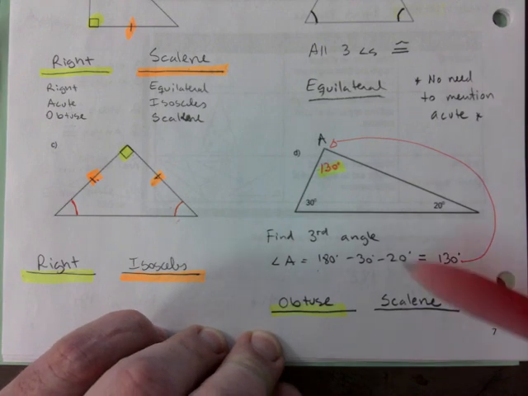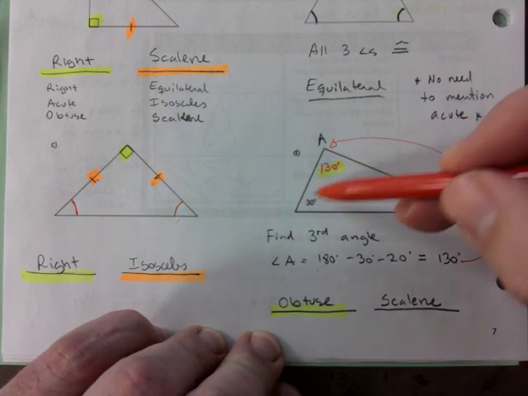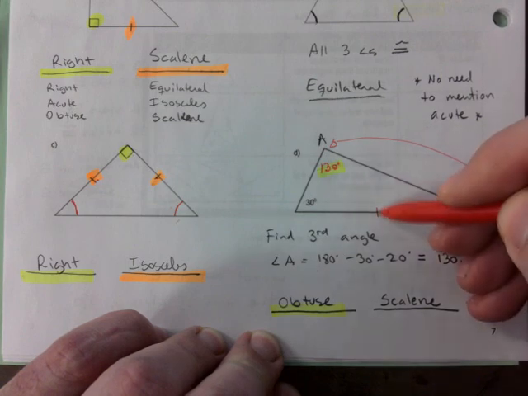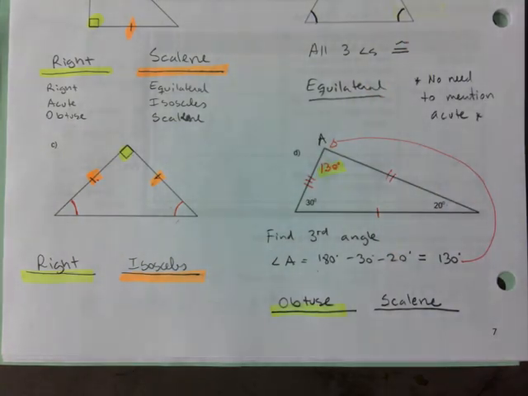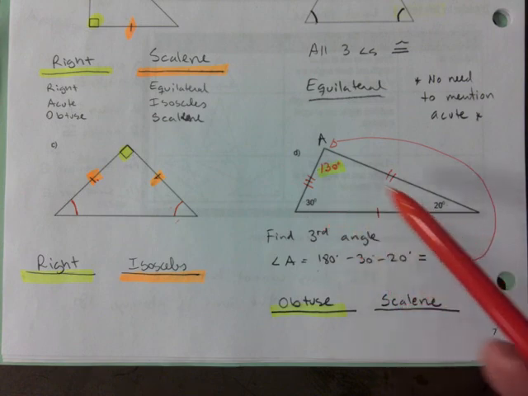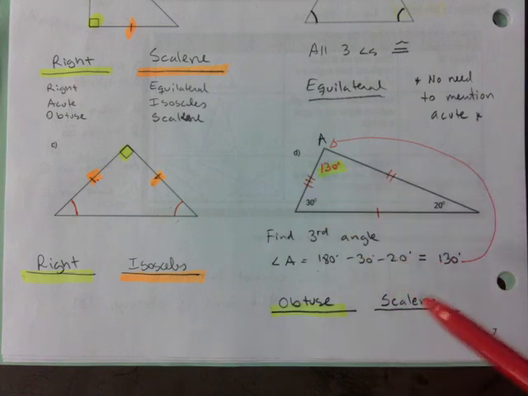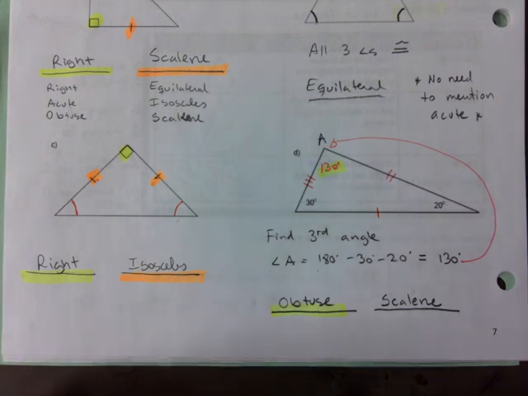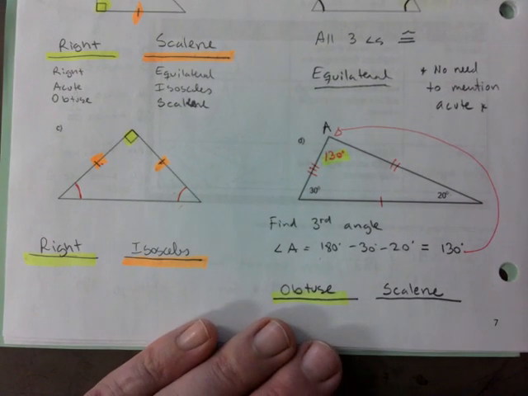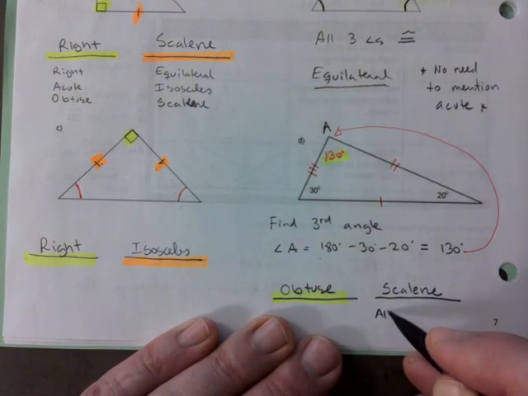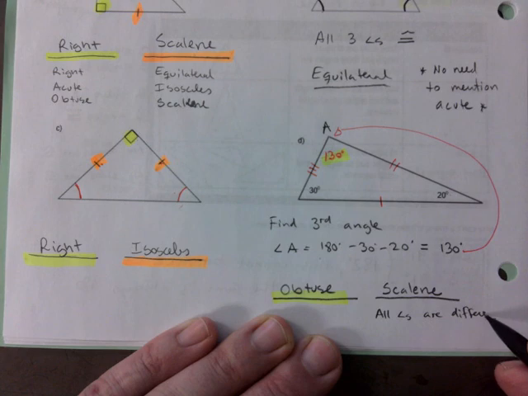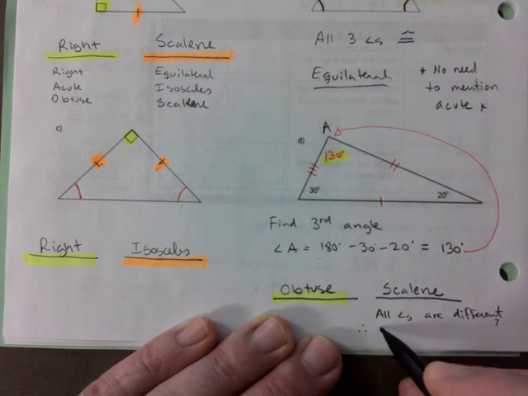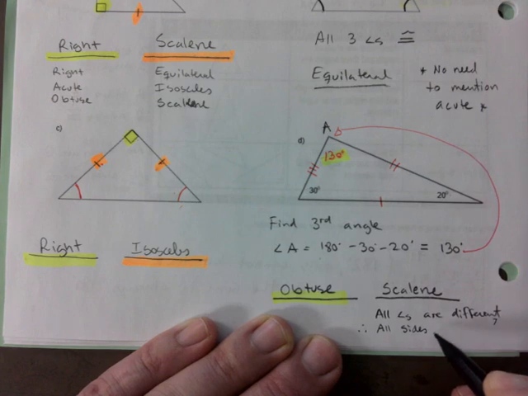So I want you to feel free to do this. Because all 3 angles are different, so are the side lengths. Guaranteed. I will make a note here. I'll try to fit that in. All angles are different. Therefore, all sides are different.